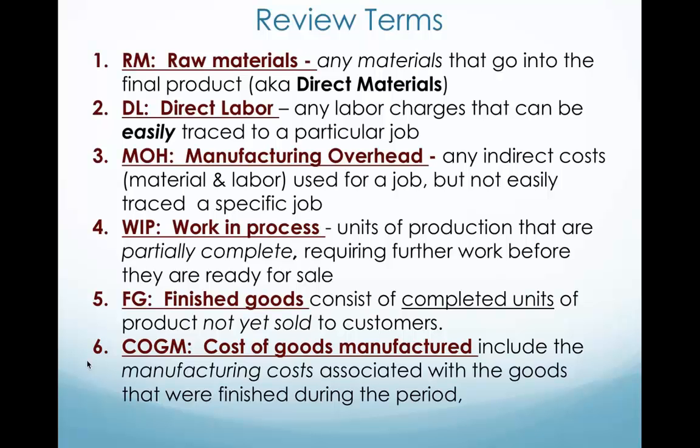Okay, so these are your review terms. I would assume that you would know by now: raw material, direct labor, manufacturing overhead, work in process, finished goods, cost of goods manufactured, as well as cost of goods sold, which we've covered. So we'll start here.